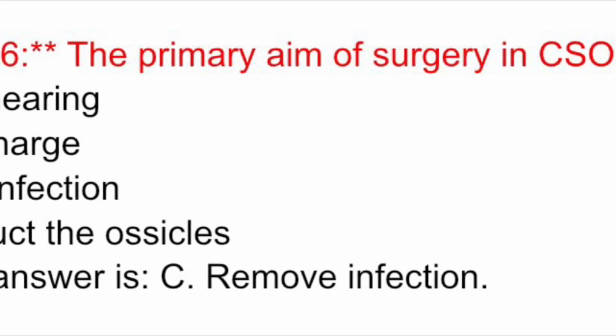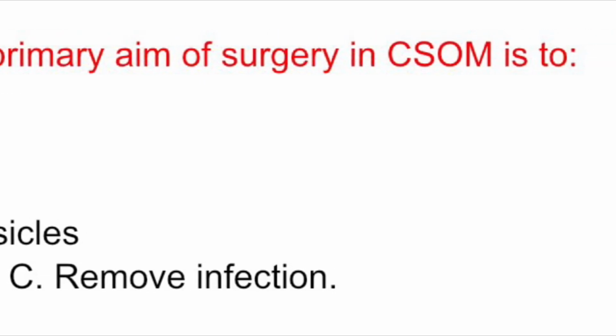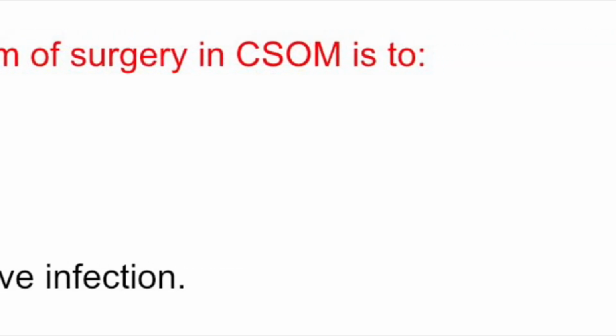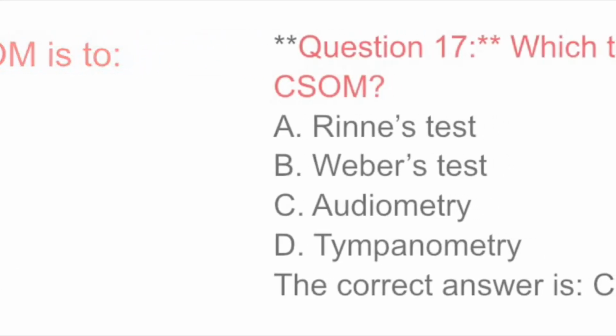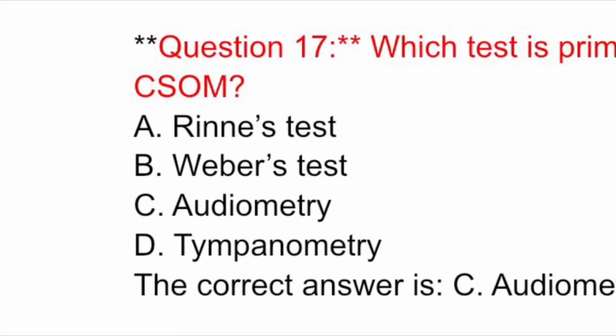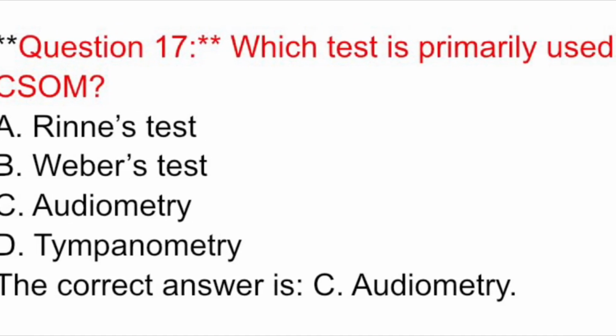Question 16. The primary aim of surgery in CSOM is to A. Improve hearing B. Stop discharge C. Remove infection D. Reconstruct the ossicles. The correct answer is C. Remove infection.